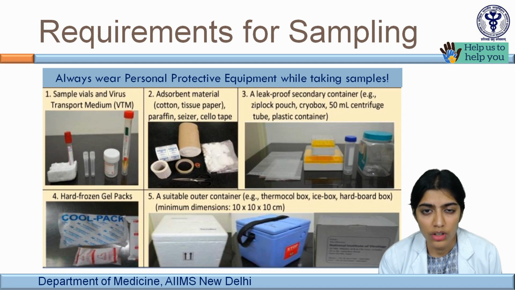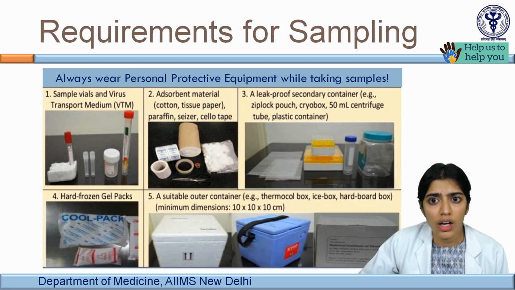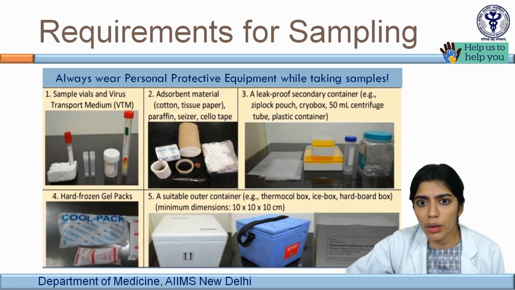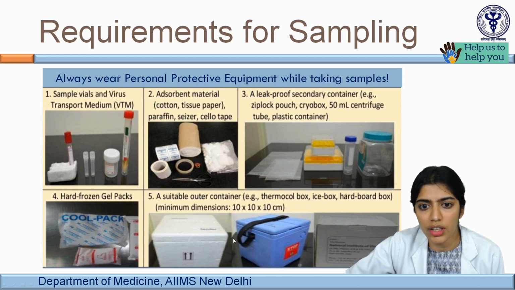So what are the things that we need for sampling? First and foremost, wear adequate personal protective equipment. Apart from this, what we require are a sample vial containing the viral transport medium, a Ziploc pouch in order to put in the sample. Then we need a plastic container containing an absorbent material like cotton in which this can all be placed, and a thermocol box or an ice box containing gel packs in which the sample can be transported.